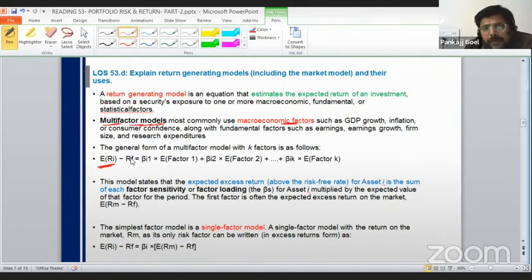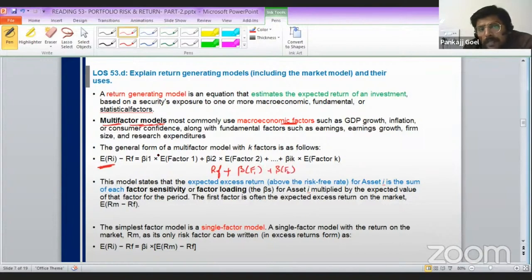And if we add the risk-free return in that, I get the required rate of return. So how much return we should expect from a security? I will expect at least risk-free return plus beta into factor one plus beta into factor two. Beta means beta related to this factor only. Beta into factor three. So there can be different factors. So this is called the multi-factor model. It gives me the required expected return. Beta is the sensitivity to that factor.